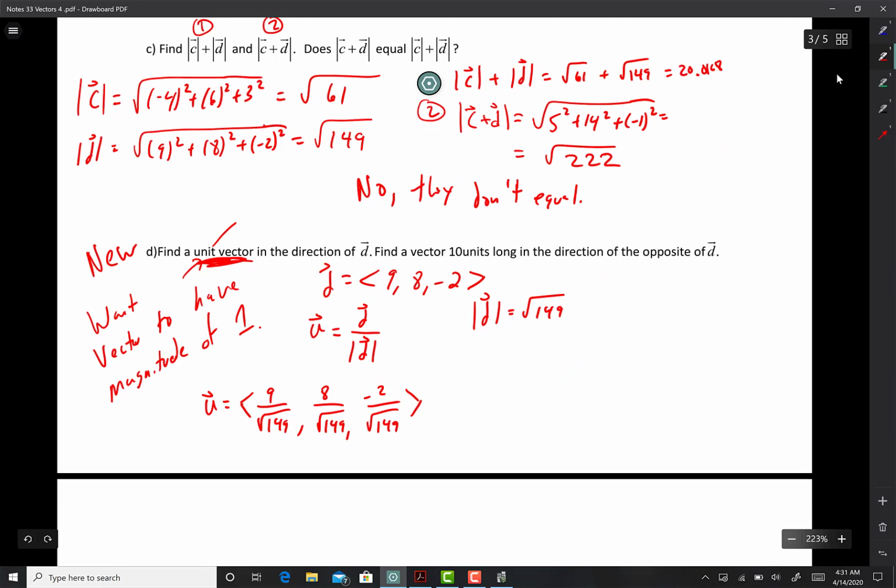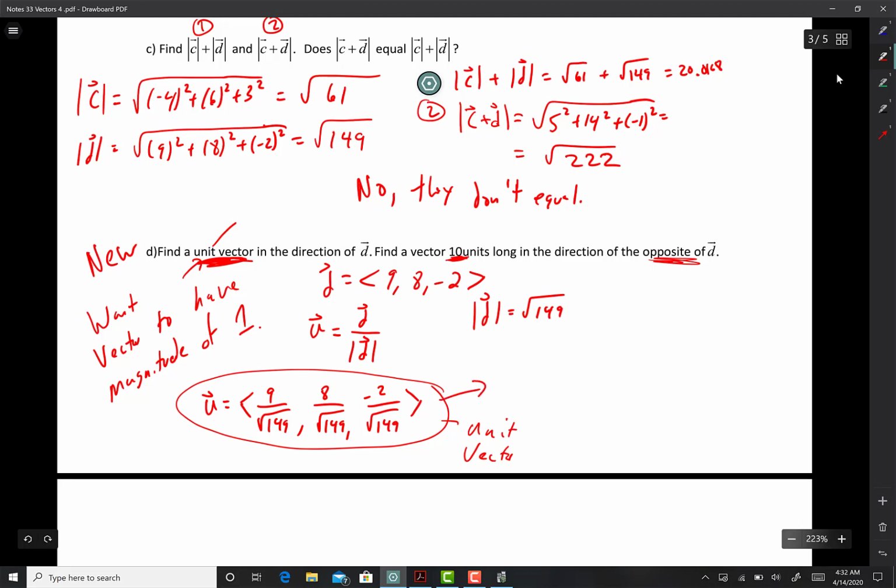So here's my unit vector u. Find a vector 10 units long in the direction of the opposite of d. Okay, so they want my vector to be 10. Since this vector already has a magnitude of 1, this is already my unit vector. All I got to do, if I want opposite, that's multiplying by a negative. And if I want it to be 10 units long, all I got to do is multiply by 10.